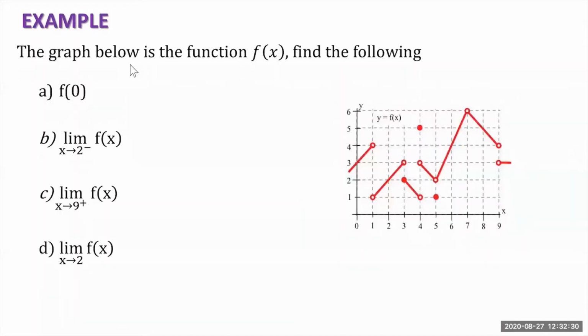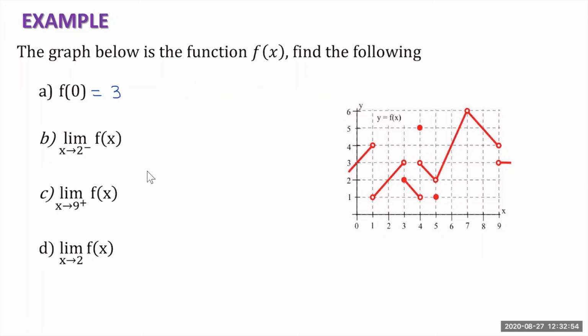Example, the graph below is the function f of x. So here is the graph of the function y equal to f of x. We have to find the following. The first one is the value of the function at 0. So we are reading the graph. When x equal to 0, the value of the function is here, that is at 3. So that is equal to 3.